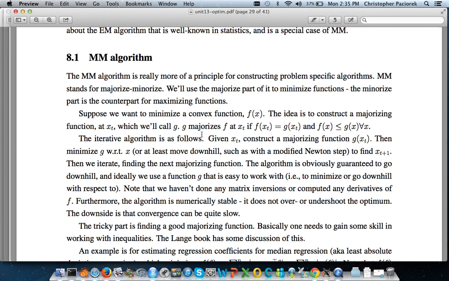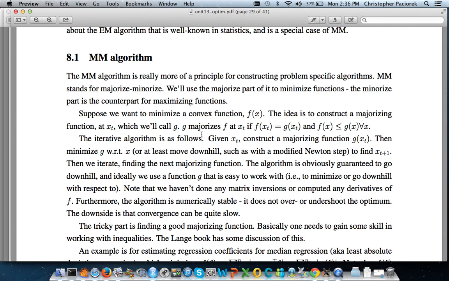There are too many M's floating around. So what's the idea of MM? It turns out that the EM algorithm that we just saw is actually a special case of the MM algorithm, and that's partly why I wanted to mention this MM algorithm.